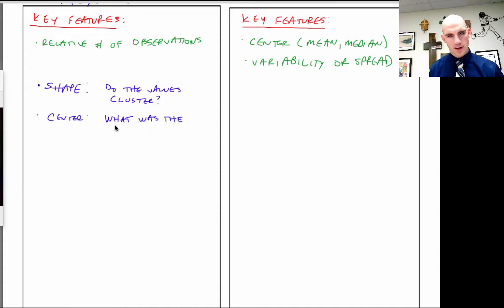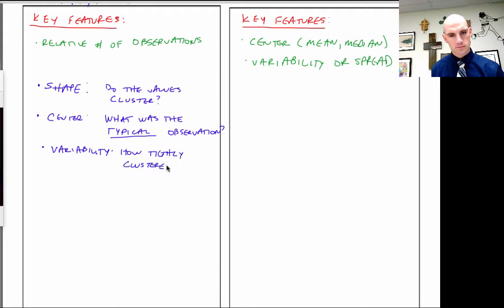What was the typical observation? And variability. How tightly clustered. So how tightly clustered were they? Most people had 2 pets in their home. There were 2 types, blonde and brown were the 2 types of hair that were the most common.